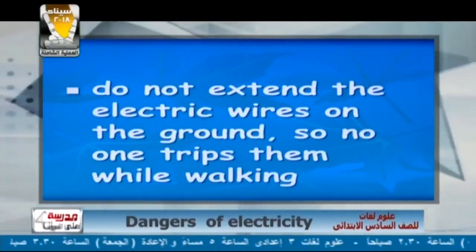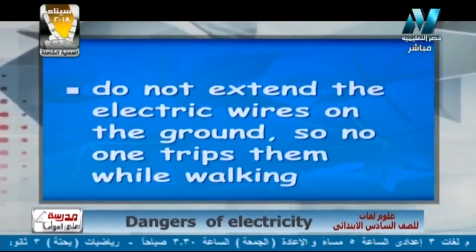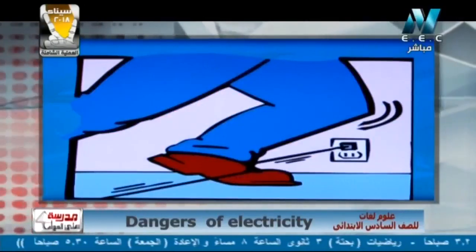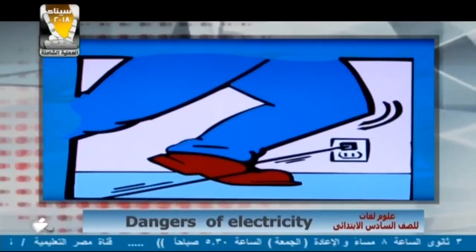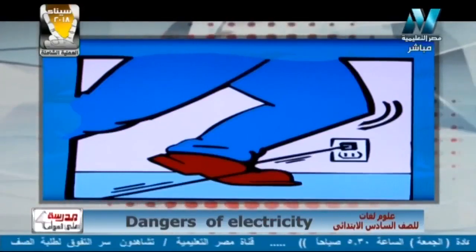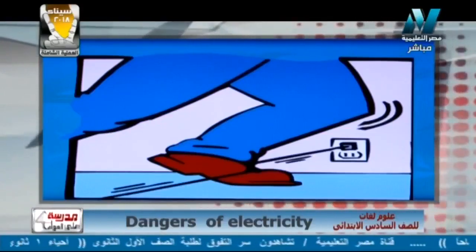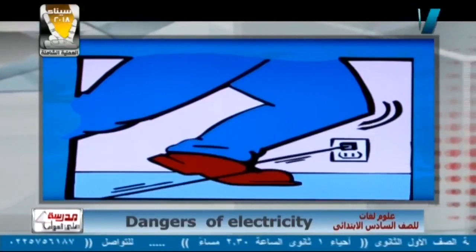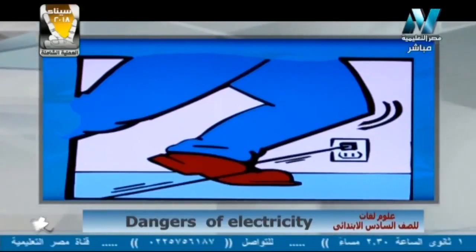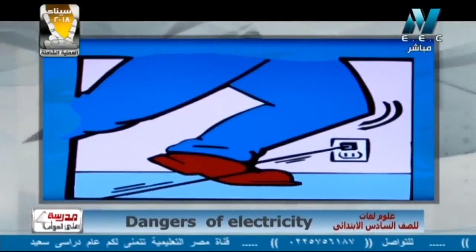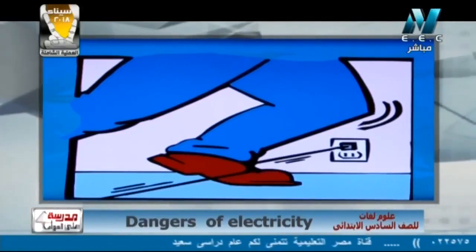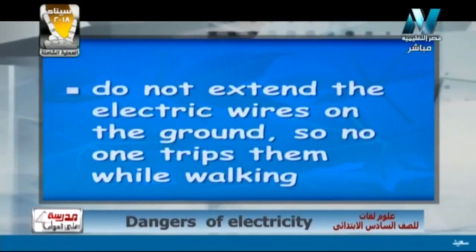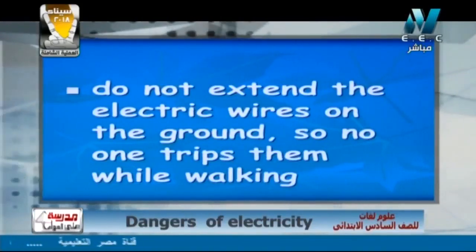Again, don't extend the electric wires on the ground so no one trips them while walking. Like that. Look here. Here someone extends a wire from the socket and another one is tripped. واحد كده مد سلك عشان يشحن for example لابتوب، موبايل، أي حاجة زي كده، وشخص تاني مش واخد باله إن السلك ممتد، فحصل له tripping أو falling down، وده ممكن يسبب broken أو wounds، كسر أو جرح، وممكن كمان يسبب electric shock لو حصل cutting للواير، لو السلك اتقطع. So again, don't extend the electric wires on the ground so no one trips them while walking.